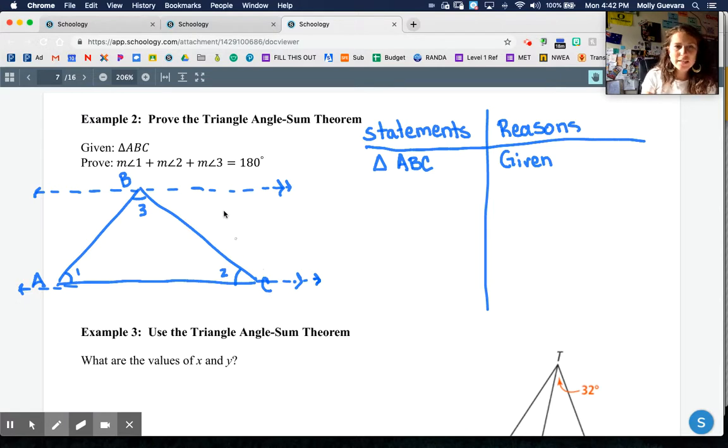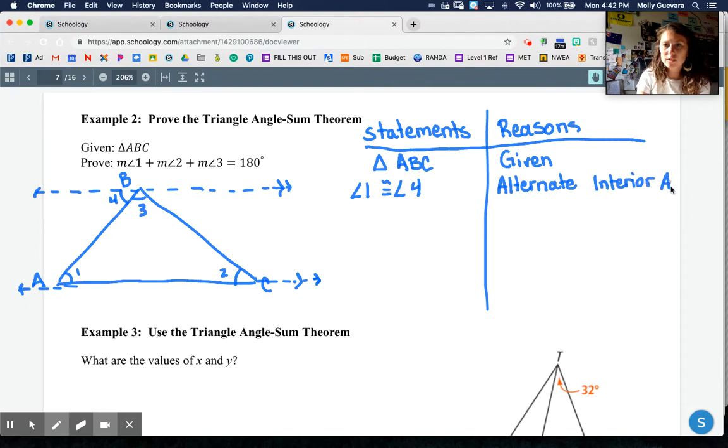So because these lines are parallel, if this is angle 1, okay, and let's call this angle 4, 1 and 4 are congruent. And I can go ahead and say that angle 1 is congruent to angle 4. And I know that because of alternate interior angles, right? I know these lines are parallel. So angle 1 and angle 4 are congruent.